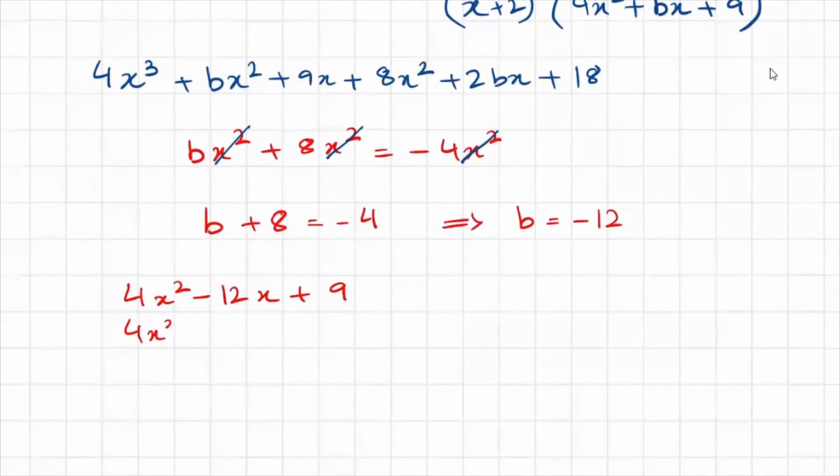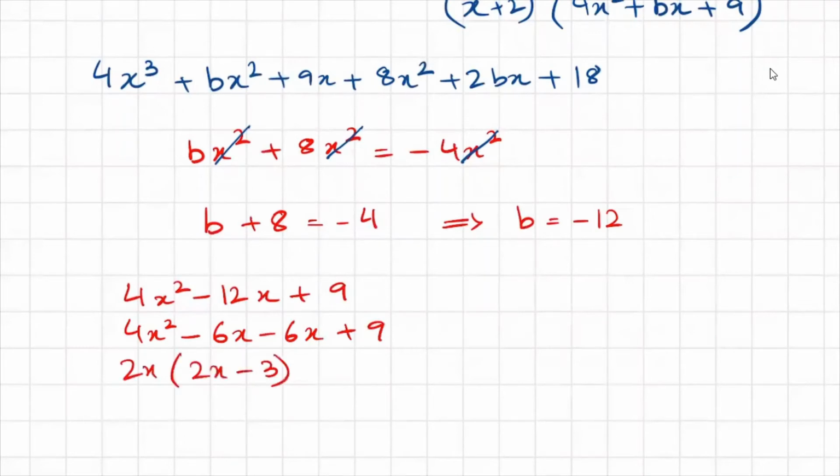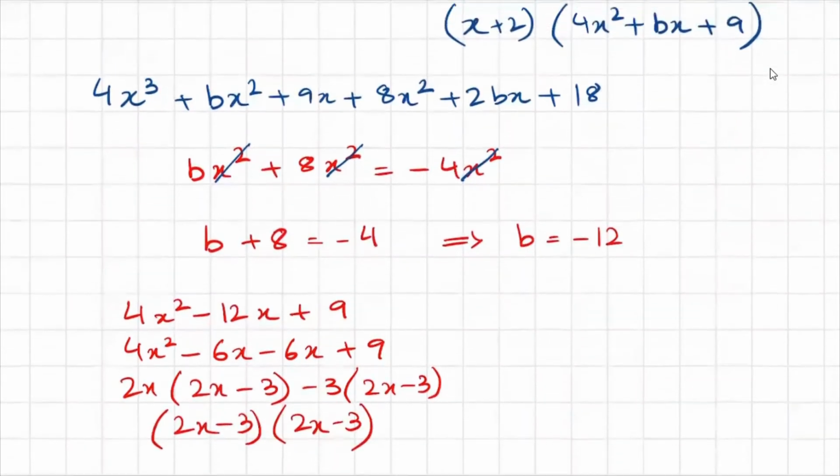And the factors of 36 will be 6, because 6 and 6 give me 12. So minus 6x minus 6x plus 12 plus 9. Take out common: we have 2x minus 3, minus 3, 2x minus 3, and the two brackets are 2x minus 3 and 2x minus 3. These are the same, so there's no problem in that.